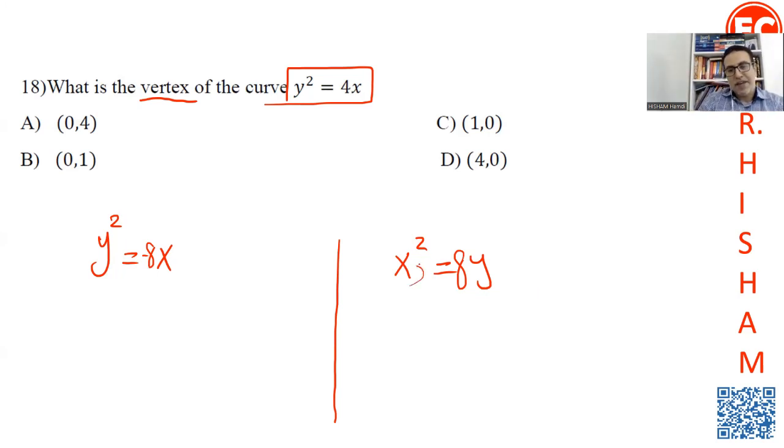In the parabola, if it's x squared, the parabola opens up or down. If the coefficient here is positive, it opens up.